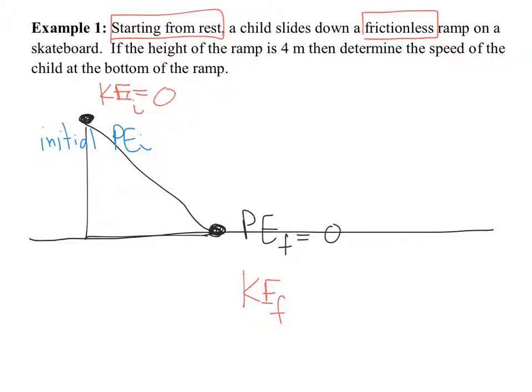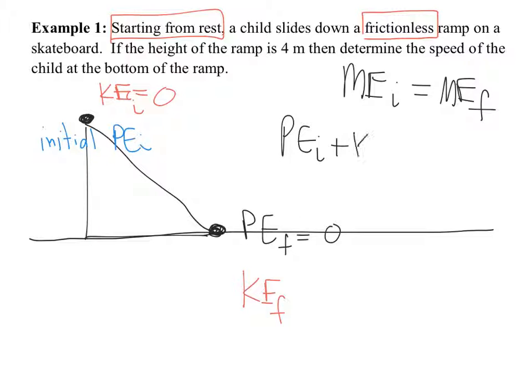So we start with our conservation of energy formula. We say the following. We list our energies. Clearly, it's got no kinetic in the beginning, so I can cross that off.